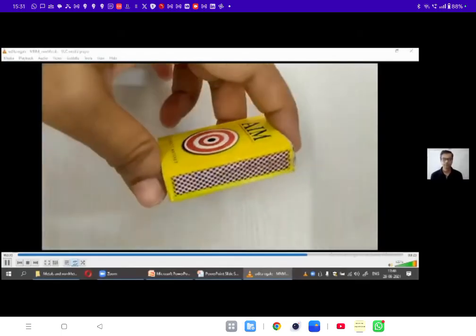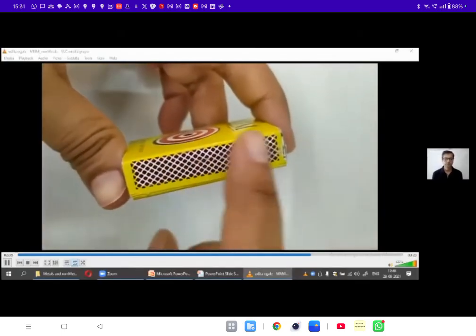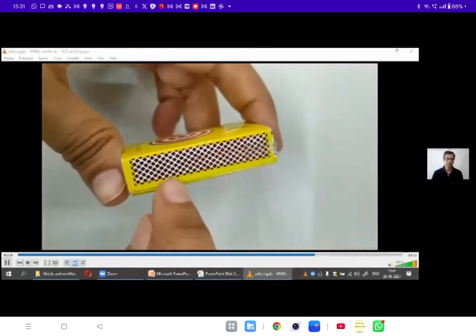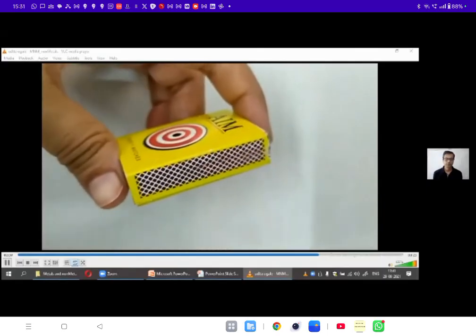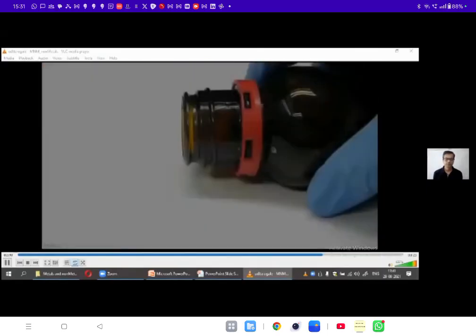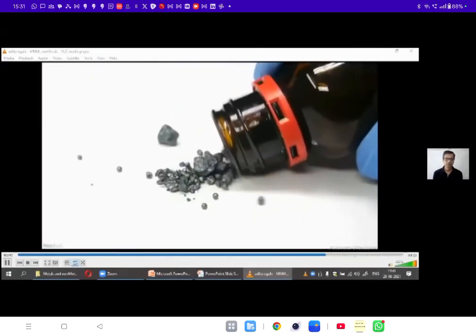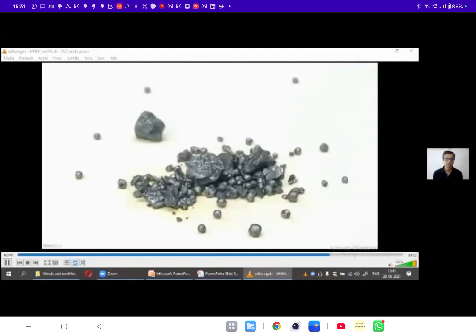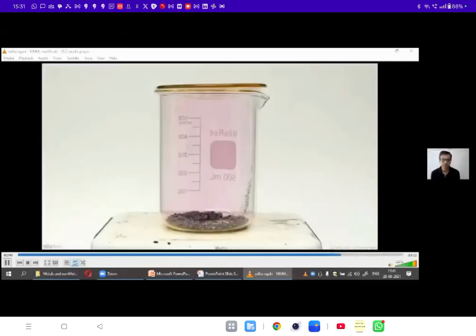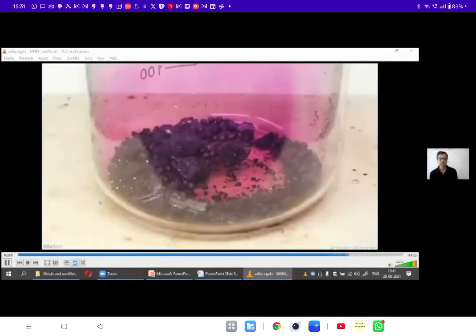Phosphorus is also a non-metal. The sides of the matchbox are coated with red phosphorus on which we have to rub the matchstick. Iodine is also a non-metal. These are iodine crystals. Iodine is sublimable. That means when the solid crystals are heated, they will directly get converted into gas. These purple fumes which we see are iodine vapors or iodine gas.